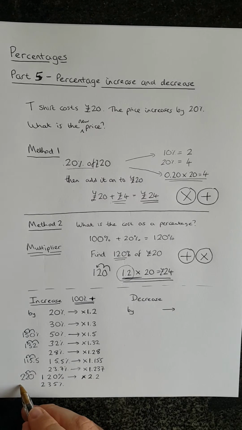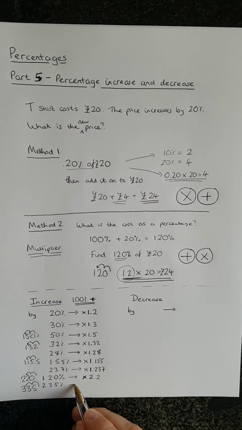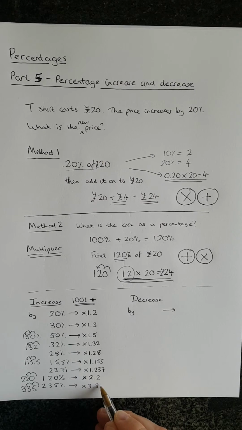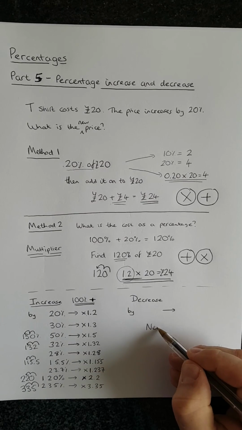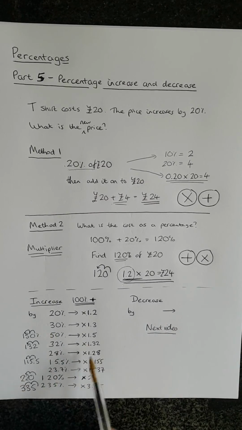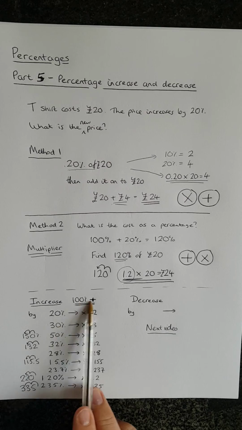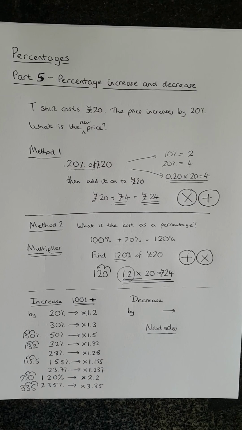Increasing by 235 takes me up to 335. Do my 2 jumps is 3.35. Now I think we'll tackle decrease in the next video. But hopefully you've got a pattern here. We know to add on the percentage to 100 and then do 2 jumps with the decimal point to get our multiplier. And when we do reverse percentages, you'll go, this method saves me a heck of a lot of time. So, percentage decrease in the next part.